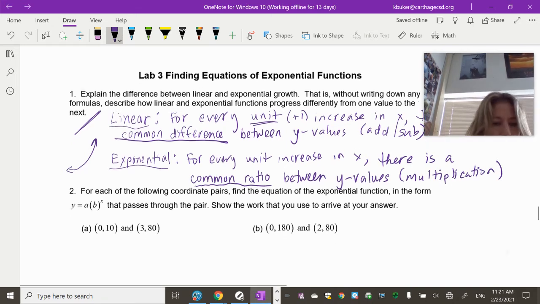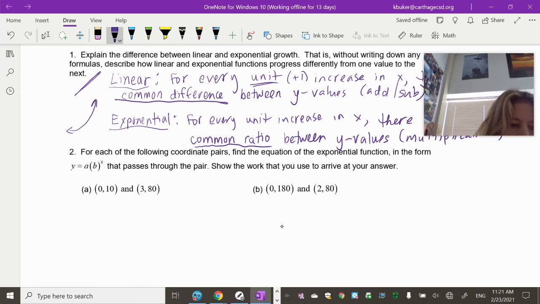All right, for number 2, you're going to do part A for homework. Part B we're going to do together. And it says for each of the following coordinate pairs, find the equation of the exponential function in the form y equals ab to the x that passes through the pair. Show the work that you used to arrive at your answer.